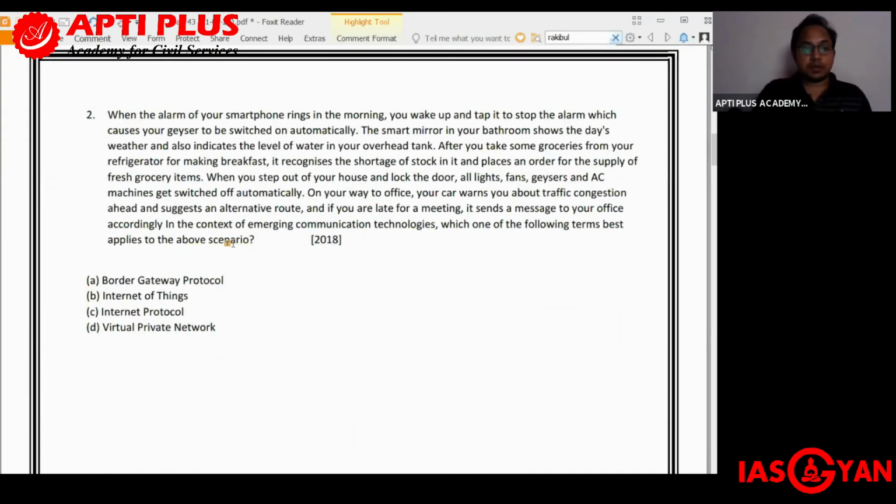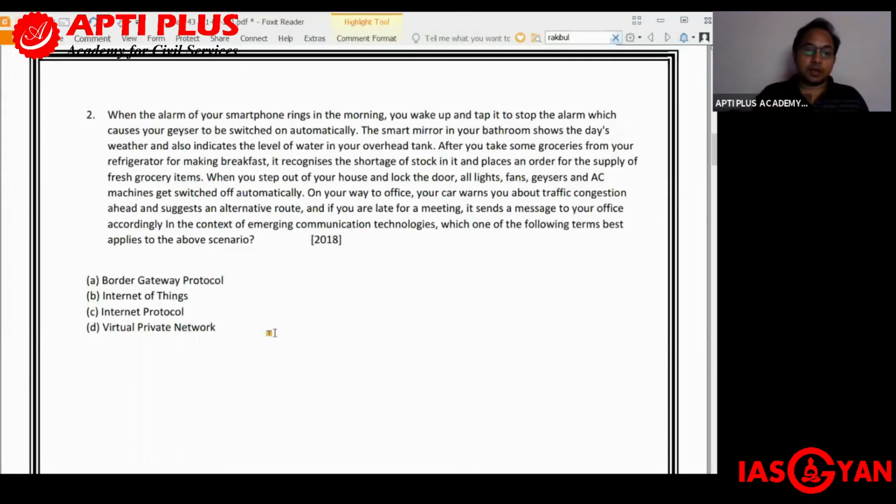And the question is asking, when the alarm of your smartphone rings in the morning, you wake up and tap it to stop the alarm, which causes your geyser to be switched on automatically. The smart mirror in your bathroom shows the day's weather and also indicates the level of water in your overhead tank. After you have taken some groceries from your refrigerator for making breakfast, it recognizes the shortage of stock in it and places an order for the supply of fresh grocery items.